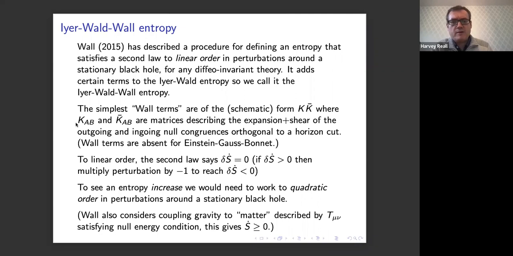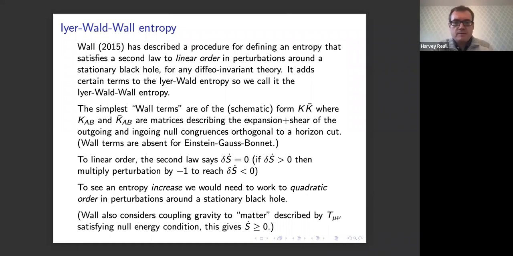So the simplest kind of terms that this procedure generates schematically look like this. They're of the form K K bar, where K and K bar are a pair of matrices that are going to play an important role in this talk. These are the matrices that describe the expansion and the shear of the outgoing and ingoing null geodesics, which are orthogonal to a cross-section of the horizon. So in particular, the outgoing geodesics here are simply the generators of the horizon, the null geodesics that move along the horizon. So K here describes the expansion and the shear of the horizon generators. K bar describes the expansion and the shear of the geodesics which fall into the black hole from this horizon cut.